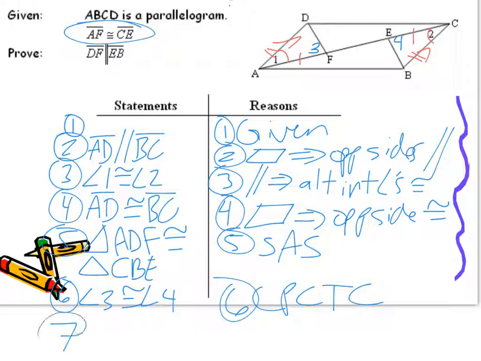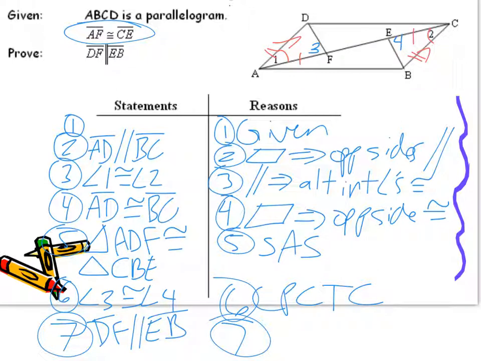And then lastly, I've got my prove. So DF is parallel to EB. My reason is, well, if I got exterior angles congruent, alternate exterior angles congruent, then parallel lines. Booyah! Mic drop, as they say on the streets of Huntley. Alrighty, there we go. That was a fun proof.